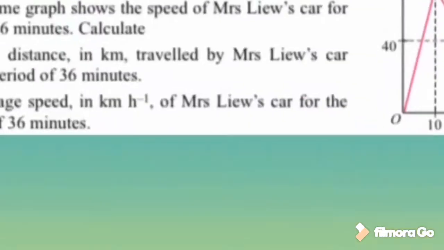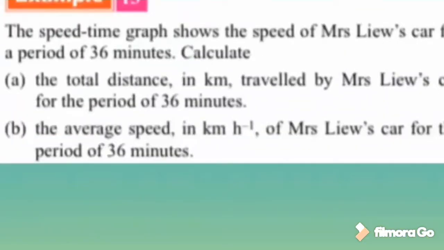Alright. The speed time graph shows the speed of Mrs. Liu's car for the period of 36 minutes. Calculate the total distance. So just now I said the total distance for the graph is actually representing the area under the graph. So the total distance traveled by Mrs. Liu's car for the period of 36 minutes.